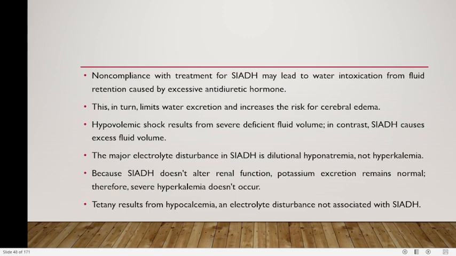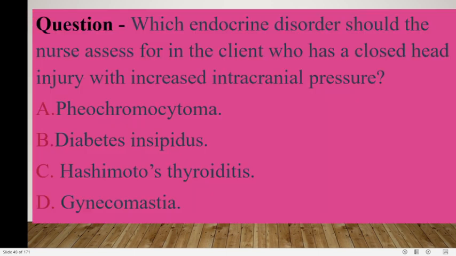Hypovolemic shock results from deficient fluid volume. In contrast, SIADH causes excessive fluid volume. The major electrolyte disturbance in SIADH is dilutional hyponatremia and not hyperkalemia. Because SIADH doesn't alter renal function, potassium excretion remains normal. Therefore, severe hyperkalemia doesn't occur. Tetany results from hypocalcemia, an electrolyte disturbance not associated with SIADH.